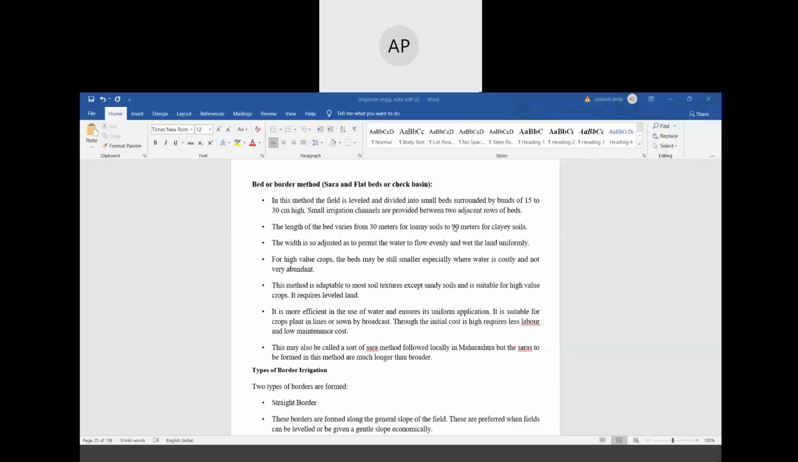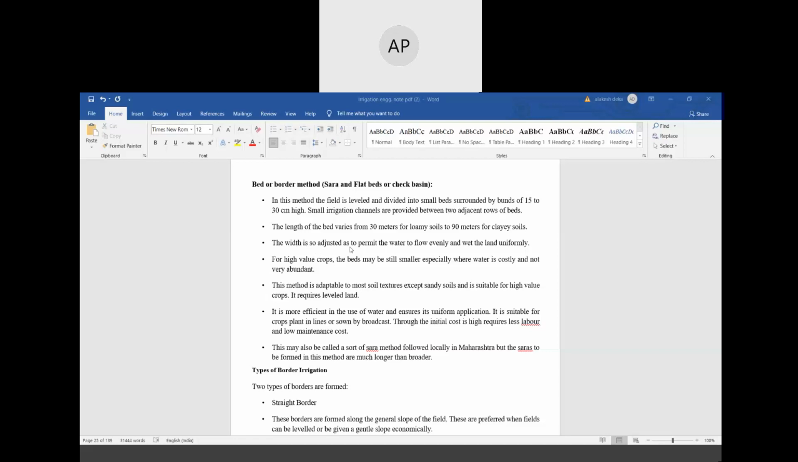Do you know what is loamy soil? Loamy soils are soils which contain sand and silt. That type of soil is known as loamy soil. So the length of the bed varies from 30 meters for loamy soils to 90 meters for clay soil.